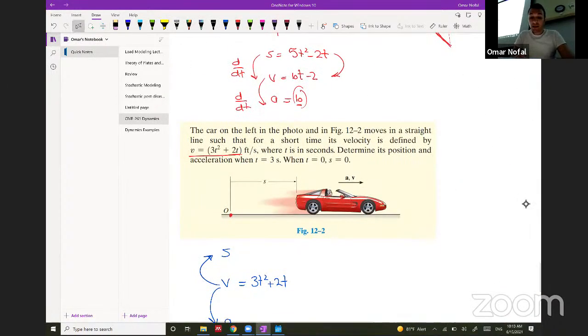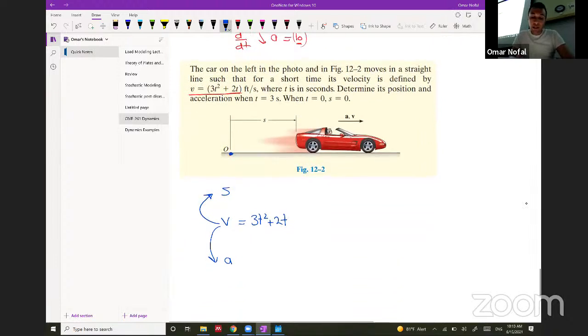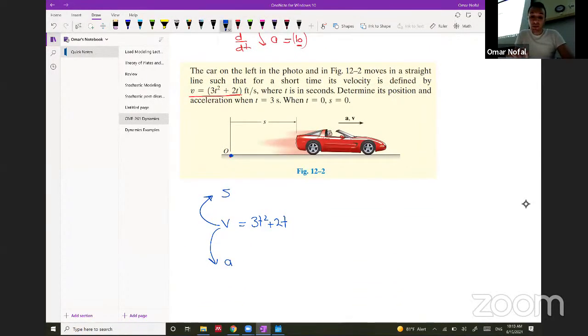And here it says when t equals 0, so it gives you the initial condition of this car, s equals 0. It means that the car started from rest from O, because if you substitute time t = 0 in this equation, it will give you 0. So it starts from rest and from origin 0 at time 0.